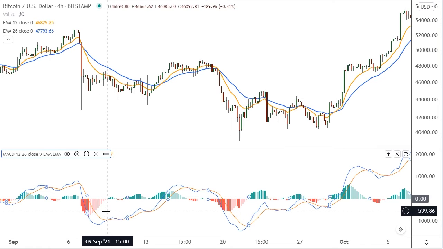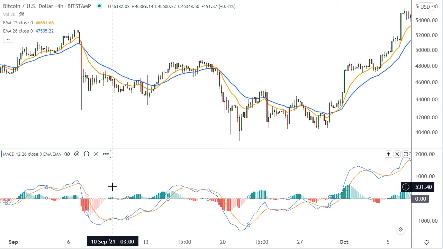So for example, notice here how the histogram is very large red, and that's because the difference between the blue MACD line and the orange signal line is very large. But then notice, as that difference starts to squeeze together, and as the blue and the orange lines start to cross, notice that the histogram gets very close to 0 and crosses 0. So there are the various components of the MACD.